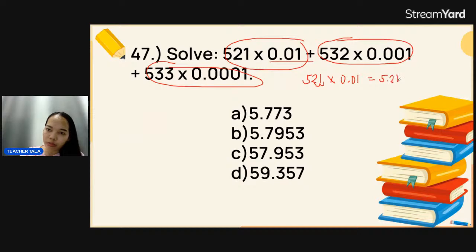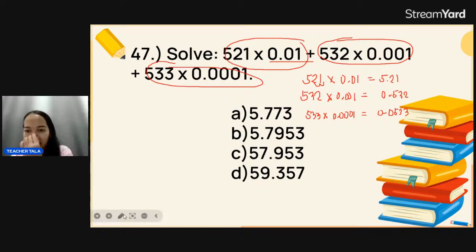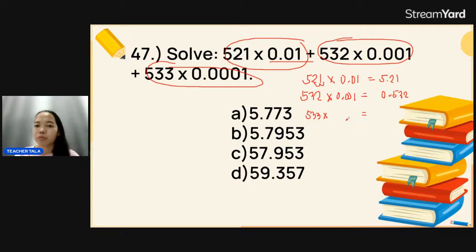5.21. Tapos, si 532, i-multiply natin kay 0.001. That will be 0.532. Next, si 533 times 0.0001 equals 0 point, how many places? 1, 2, 3, 4. So we have to add an 0 para masatisfy yung decimal places natin. Ayan. So hindi siya nag-align. Again, make sure that in adding the decimal numbers, naka-align yung decimal points. So 0.0533. Ayan. So we can already add.